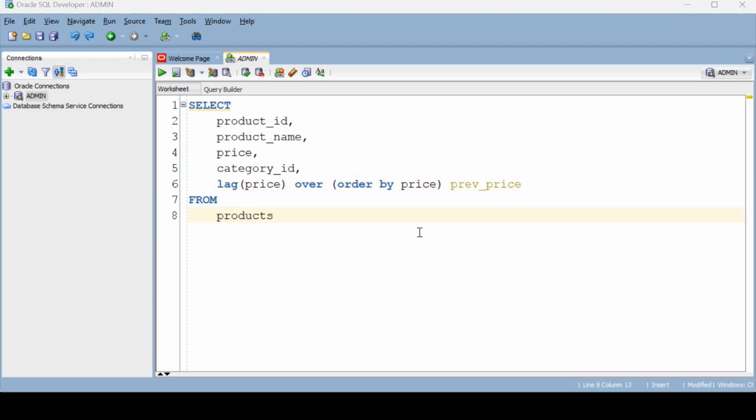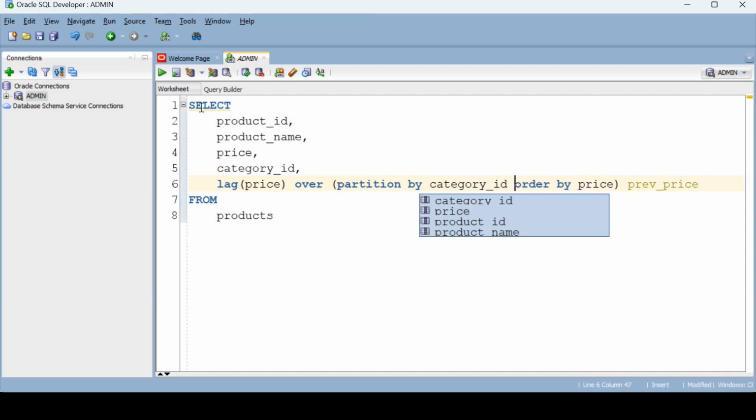Now we can add the partition by clause with the order by. If you don't know about partition by and the over clause, you can watch my previous videos. So I'll add partition by category ID, and then I'll rerun the query.